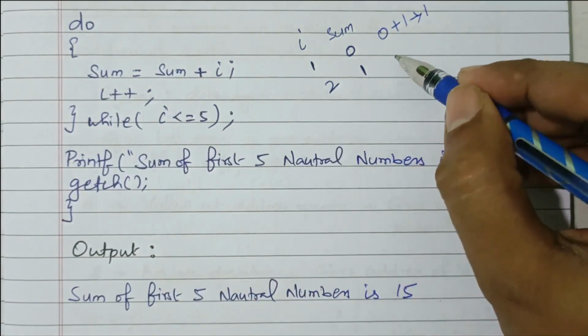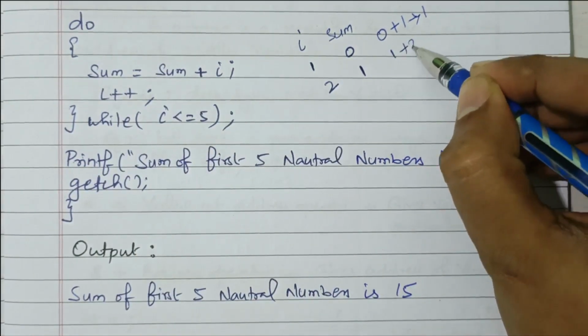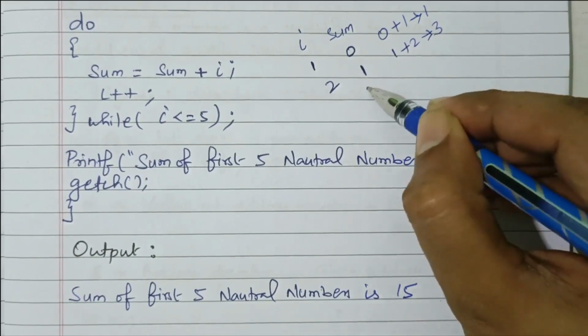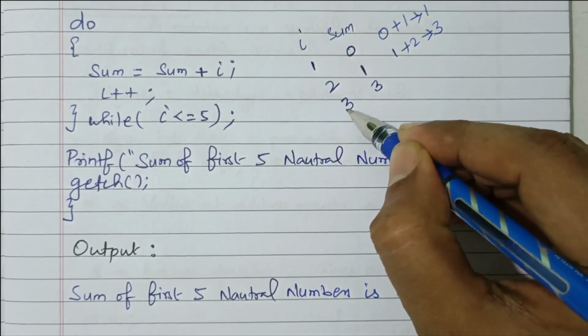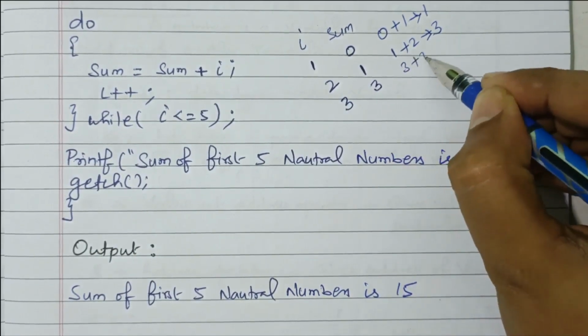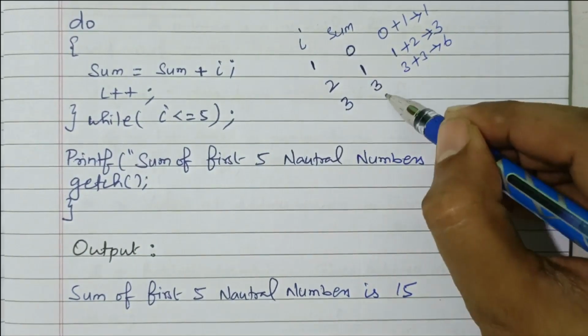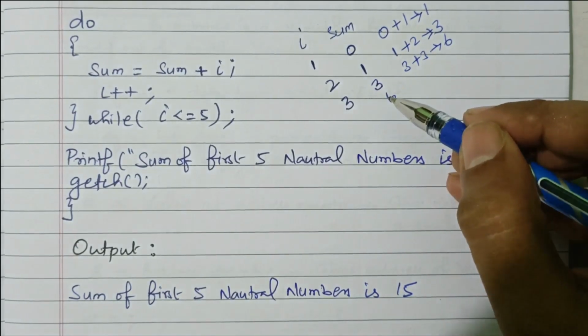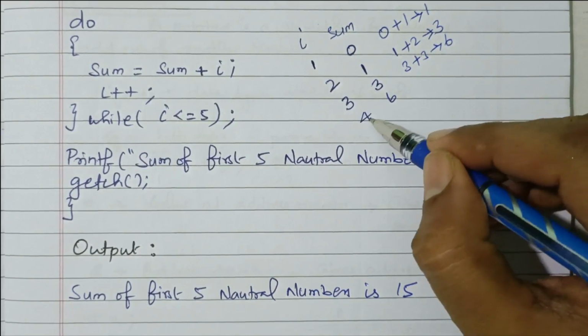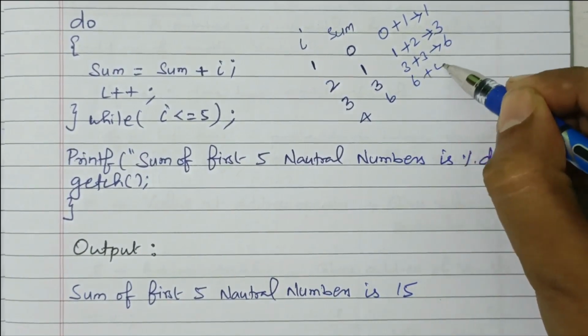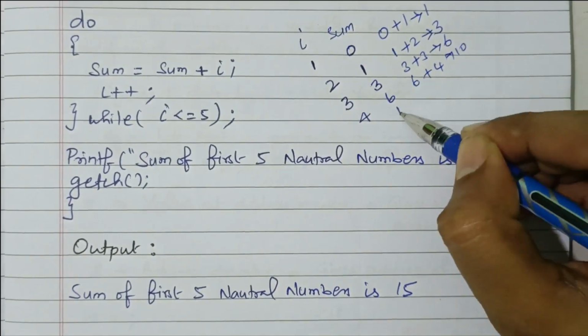So sum equal to sum plus I. Sum is 1, I is 2, so it becomes 3. Now sum becomes 3. So I is incremented to 3. This condition is true. So 3 plus 3, it becomes 6. Now the sum becomes 6, right? I is incremented to 4. So this condition is also true. So 6 plus 4, 10. The sum becomes now 10.